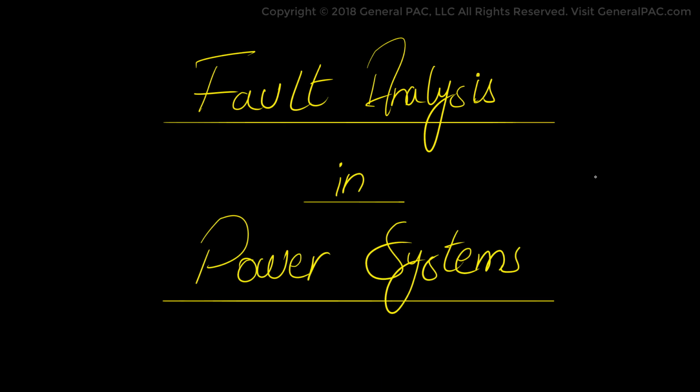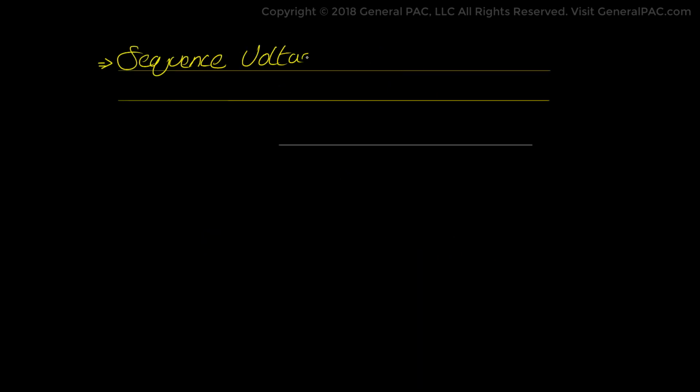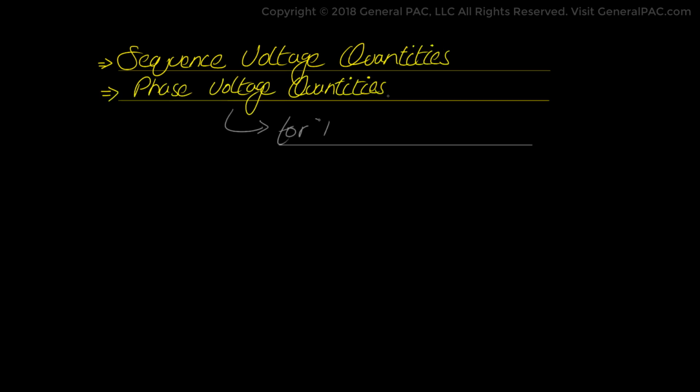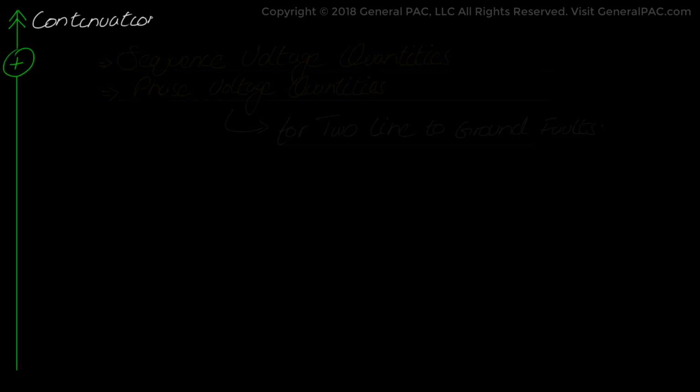Introduction to Fault Analysis Part 3d-2, Line to Ground Faults. In this video, we will consider the sequence voltage components and phase voltage quantities for a two-line to ground fault on the 13.8 kV side of the delta Y transformer. This is a continuation of Part 3d-1.